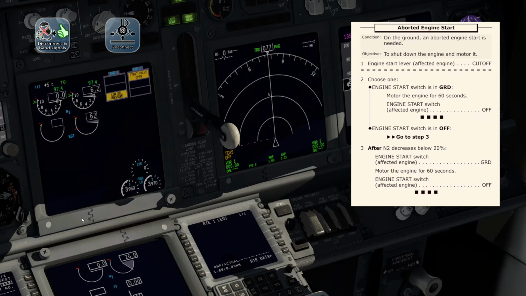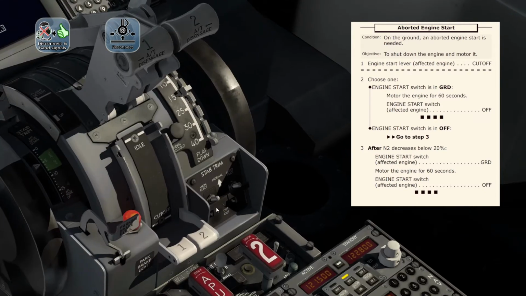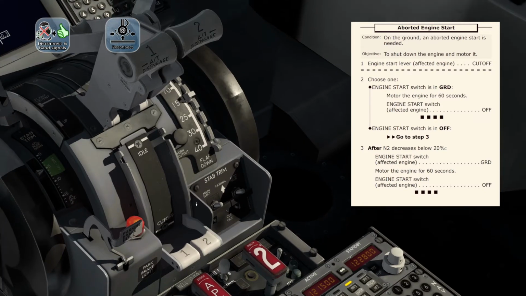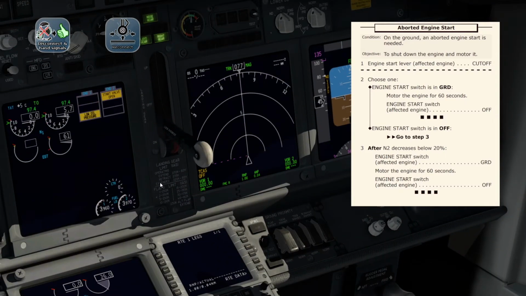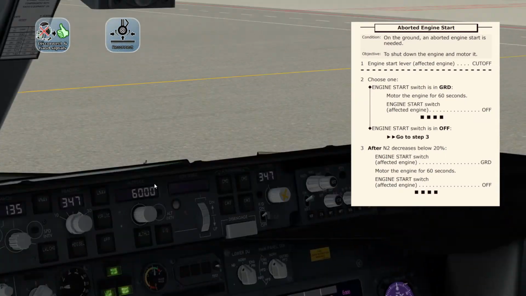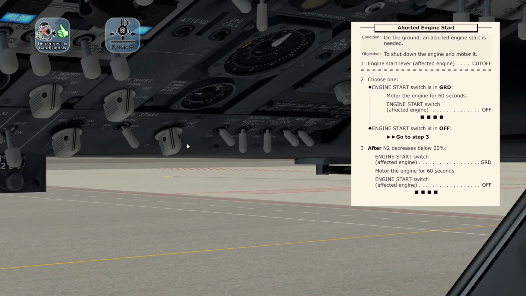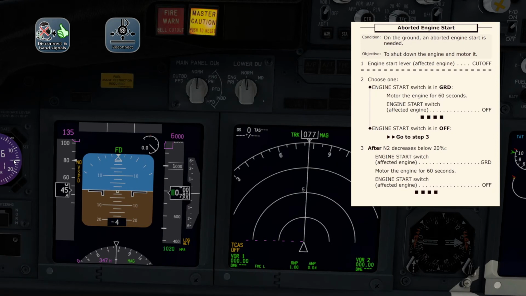So there is one memory item for this non-normal checklist. It says engine start lever, affected engine, cutoff, and we have already done it. Then it says choose one. Engine start switch is in ground? Yeah, it is in ground. So motor the engine for 60 seconds. We are at 1 minute and 20 seconds at the moment, so it's more than enough for the motoring.